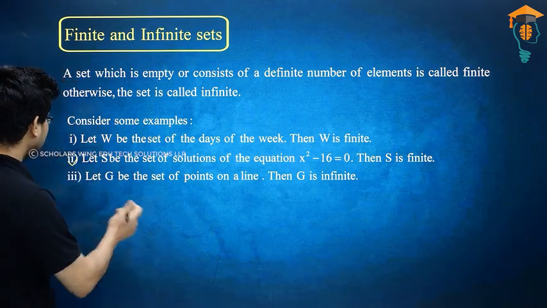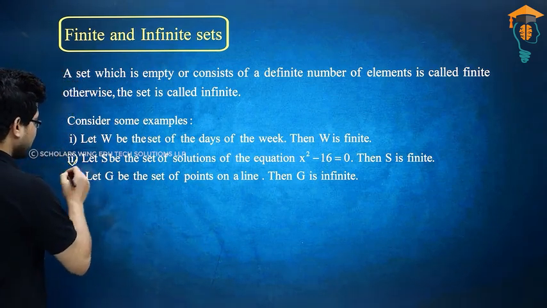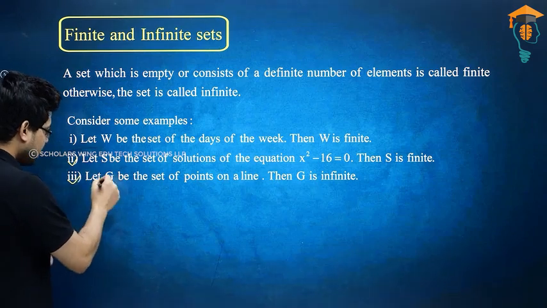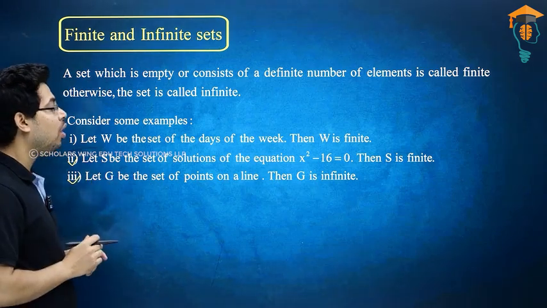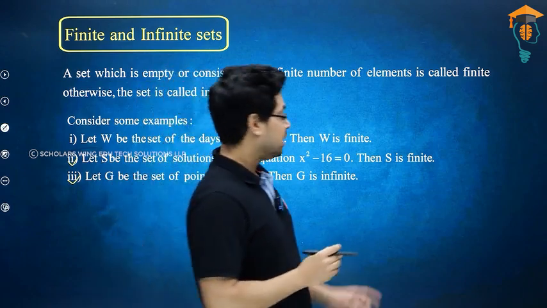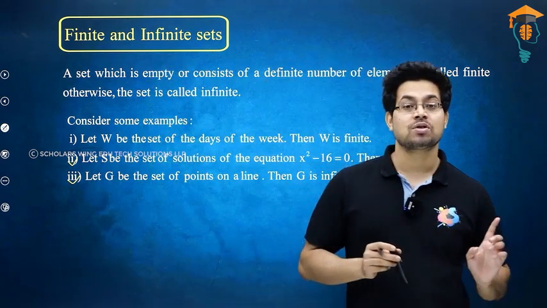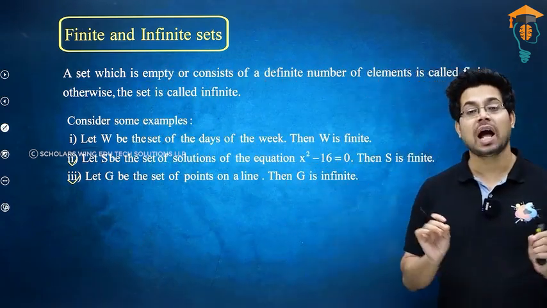Now let's come to the set given in question 3, or point 3. Let G be the set of all points on a line. So G is an infinite set. Students, how many points do we have on a line?